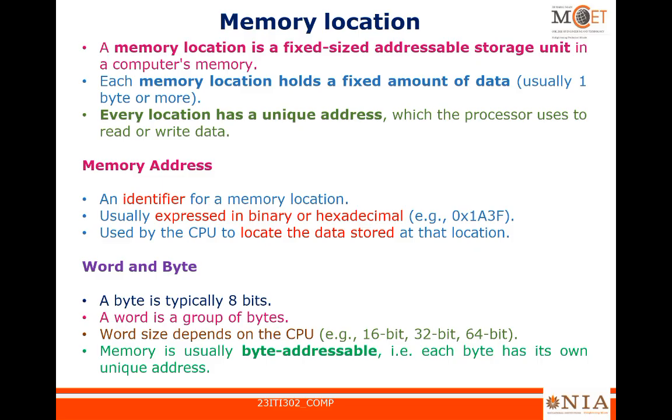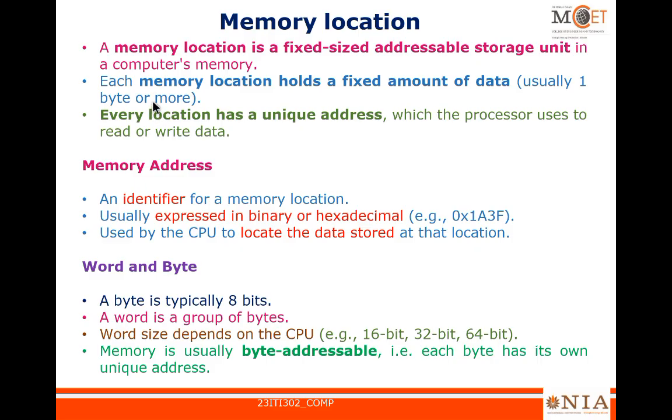So memory location. A memory location is a fixed-size addressable storage unit in the computer memory. Simply we can say that a memory location is a fixed-length addressable storage unit placed in the computer memory. These memory locations hold a fixed amount of data, usually expressed as 1 byte, which means 8 bits.